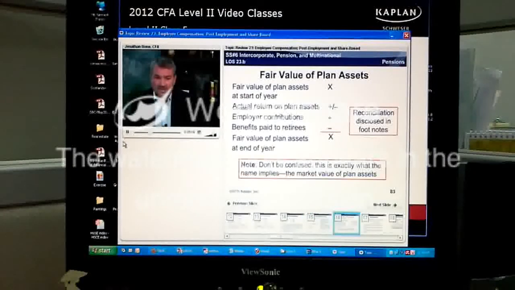Let's have a look at how the reconciliation may appear in the footnotes. So you can see you've got the fair value of plan assets, the market value of plan assets at the start of the year. We're then going to add on any positive return on plan assets, the actual return. If we've got a negative return on plan assets, maybe because of stock market crashes, we're going to subtract it. Then add on the employer contributions in the period because they're increasing the assets. Finally, deduct the benefits paid to your existing retirees, and you should have the fair value of plan assets at the end of the year. We are just seeing the market value of plan assets. It is the market value of the assets that are going to be used to fund the liability.